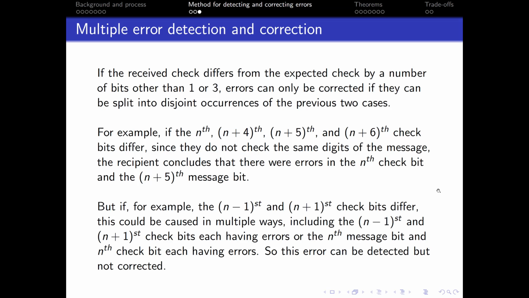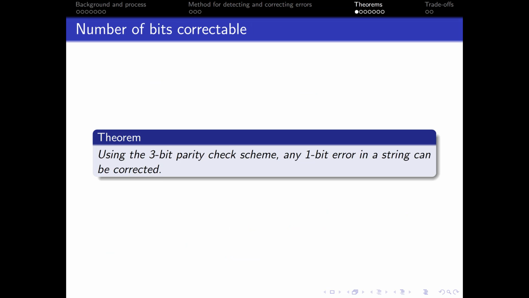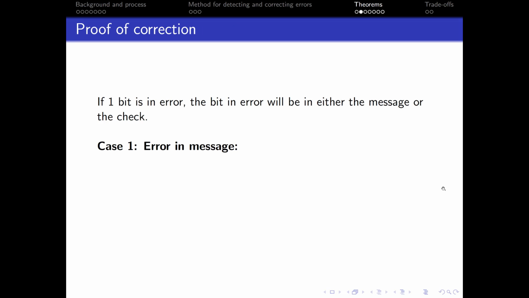But if, for example, the n minus 1st and n plus 1st check bits differ, it could be caused in multiple ways, and so you can only detect it, you cannot correct it. So now here's a theorem about the number of bits you can detect, using our 3-bit parity check scheme, which uses n bits: any 1-bit error in a string or a transmission can be corrected.